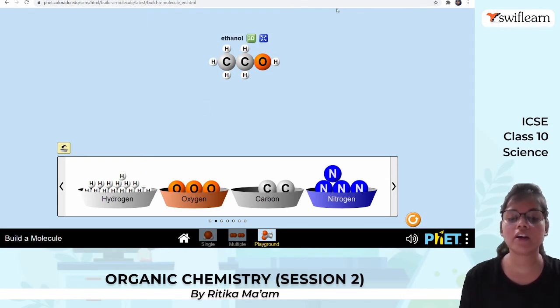Okay, so here it is ethanol. Why? Because 2 carbon atoms are there and the functional group is there, right? Let's do one more.